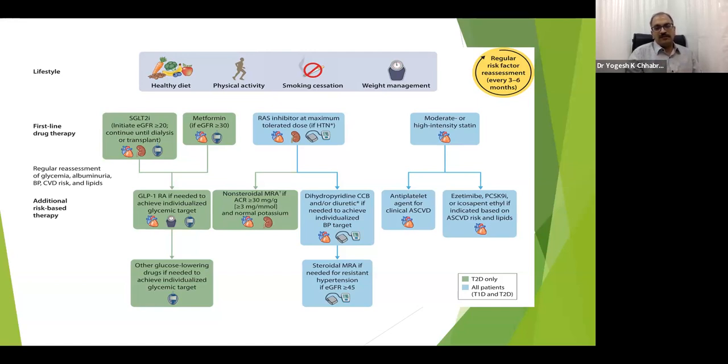As an antihypertensive, once the patient has proteinuria or has hypertension, RAS inhibitors should be added to the maximum tolerated dose. The maximum tolerated dose depends upon the blood pressure as well as the potassium level of the patient. Moderate or high intensity statins should also be added. Sometimes fibrates can also be added depending upon the triglyceride levels.